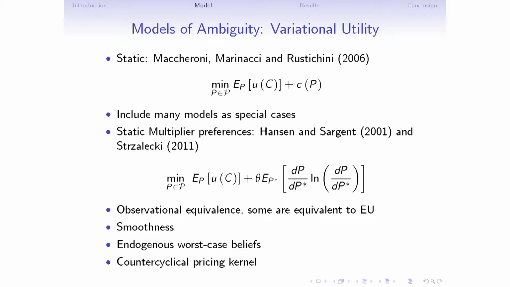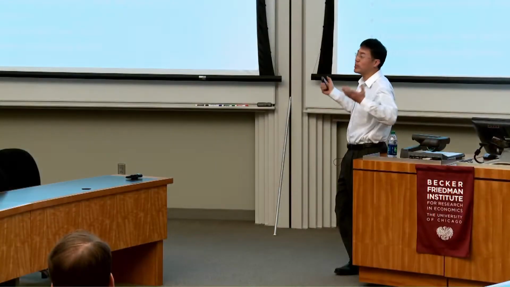The one special model is also the multiplier model. It's also very tractable for people to use, and you specialize this cost function by the entropy criteria here, okay? Also, this similar issue here is observation equivalence, it's also there. And some models are equivalent to expected utility, recursive utility, or absent utility.